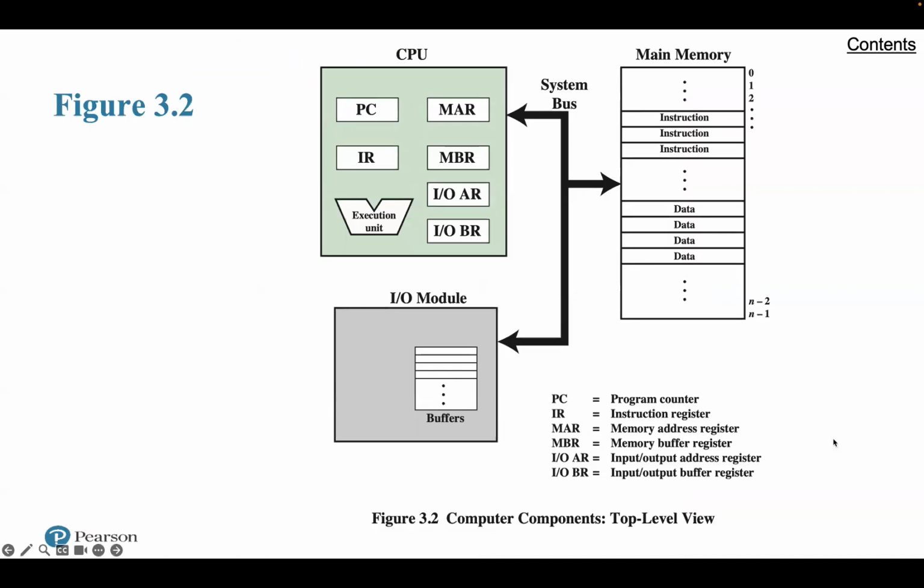In this figure, we see an illustration of the top level components and the interactions among them. A memory module consists of a set of locations defined by sequentially numbered addresses. Each location contains a binary number that can be interpreted as either an instruction or data. An I/O module transfers data from external devices to the CPU and memory and vice versa. It contains internal buffers for temporarily holding this data until it can be sent on.